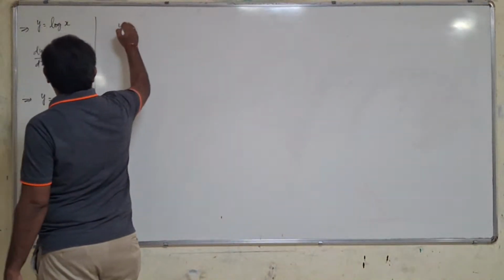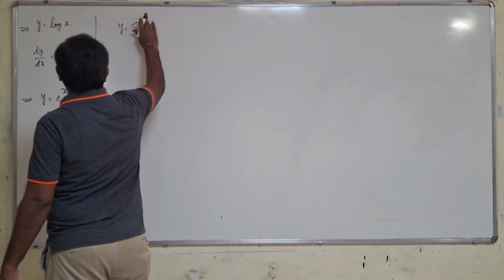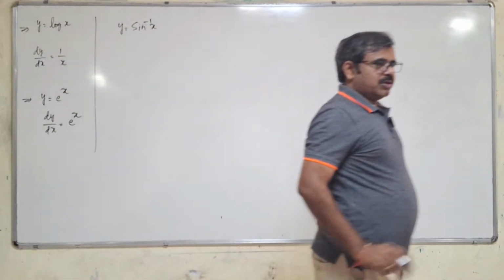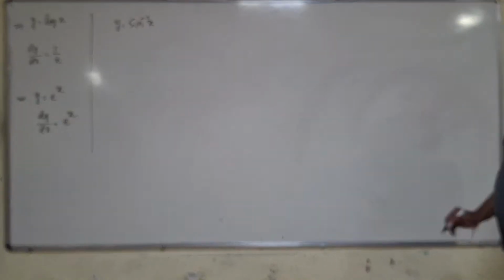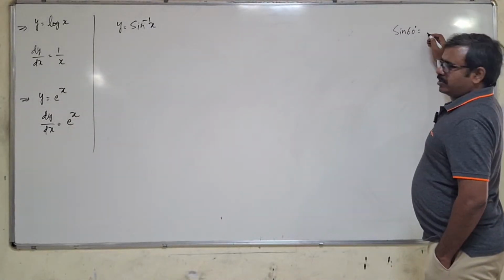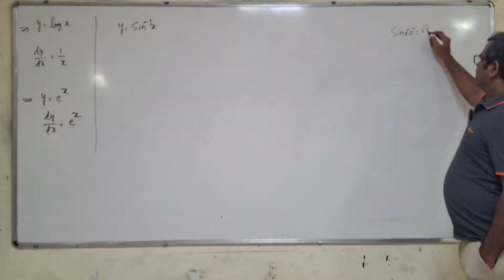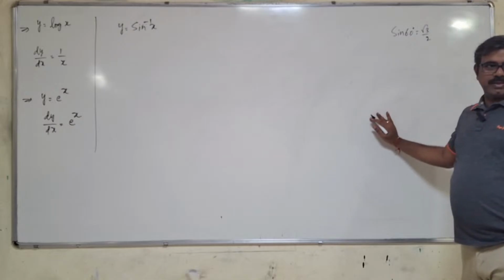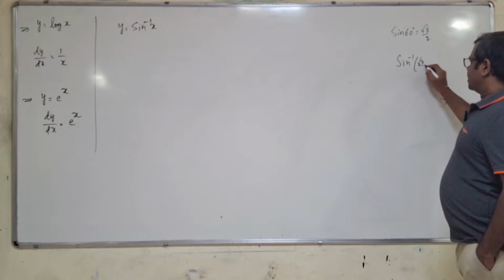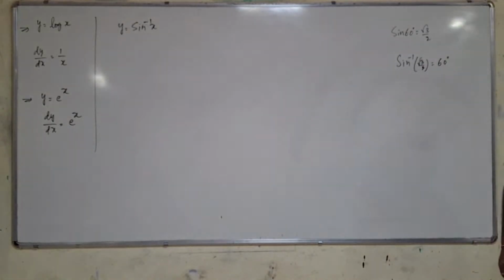A few more. If y is equal to sine inverse of x, what does this mean? Listen to me, please. If sine 60 degrees is equal to, what is sine 60 degrees equal to? Root 3 by 2. This can also be written as sine inverse of root 3 by 2 is equal to 60 degrees.